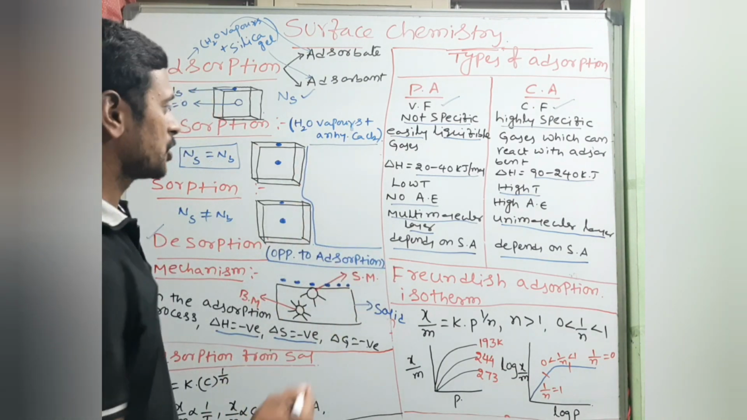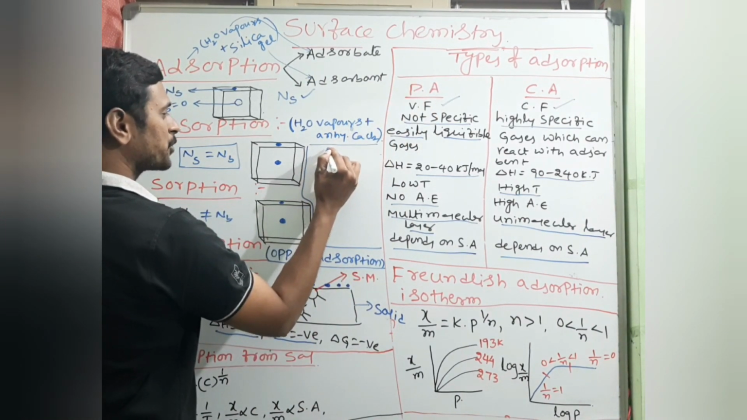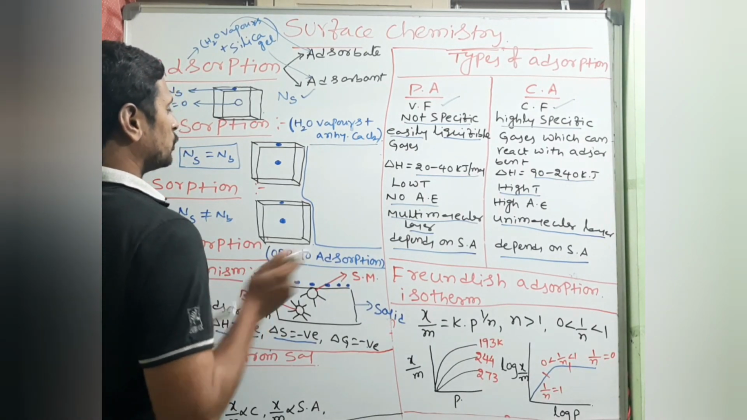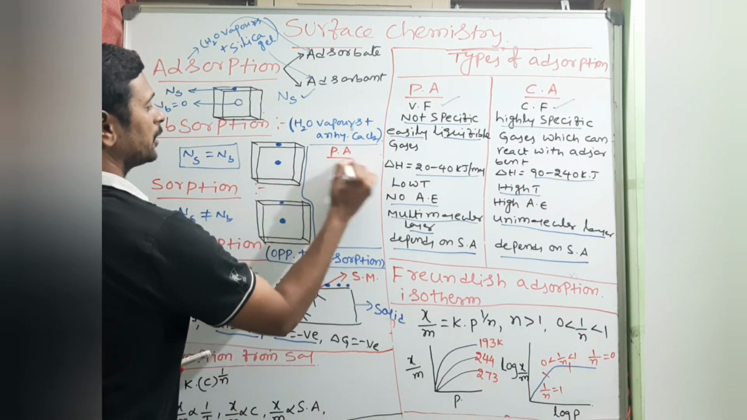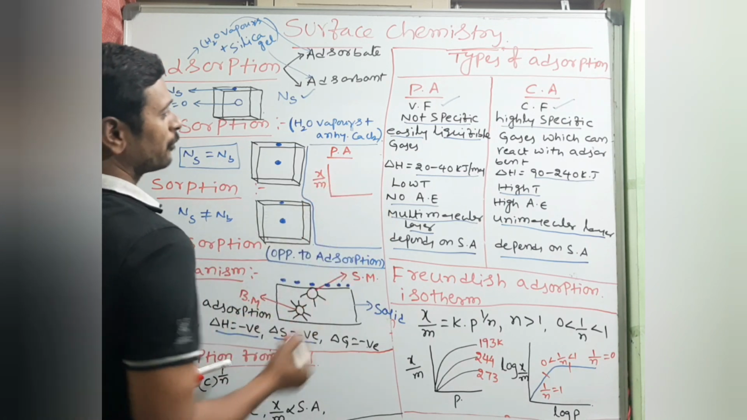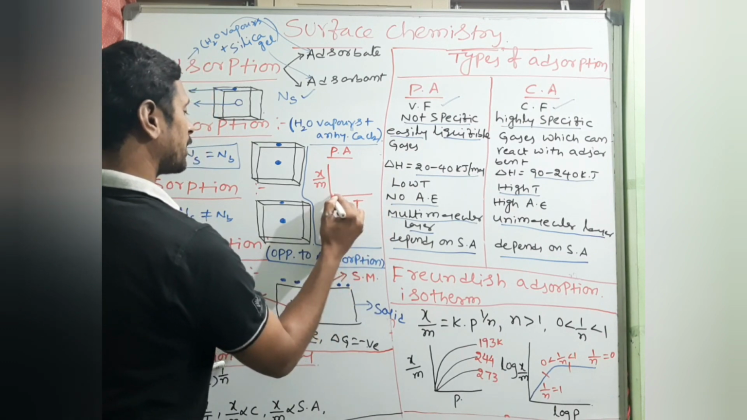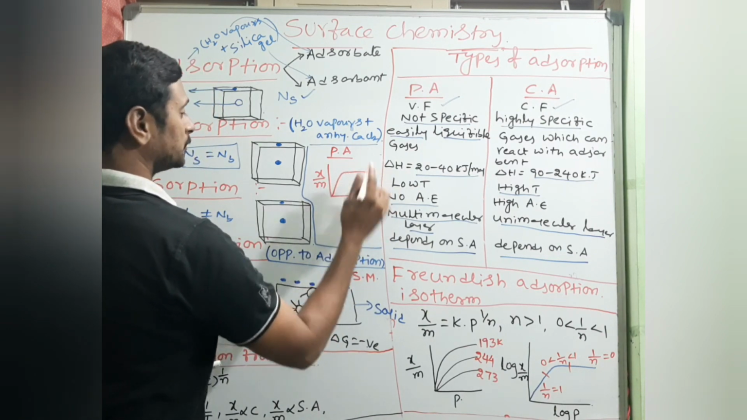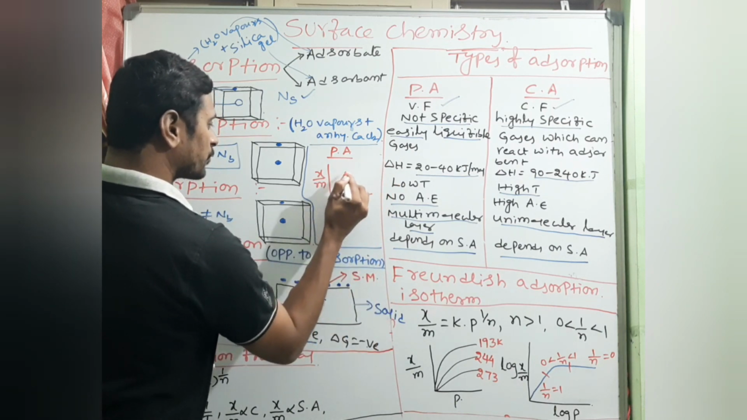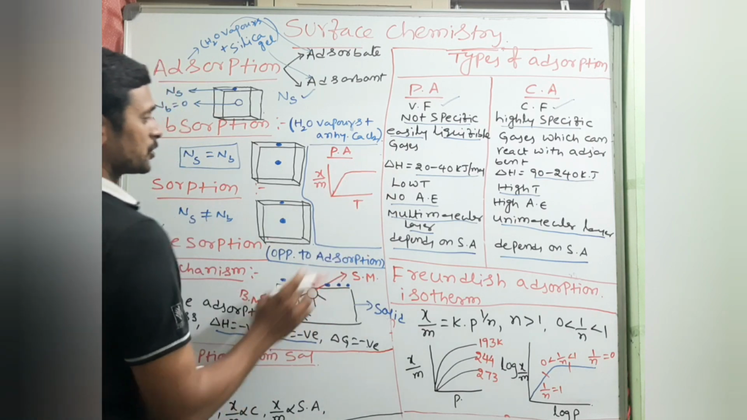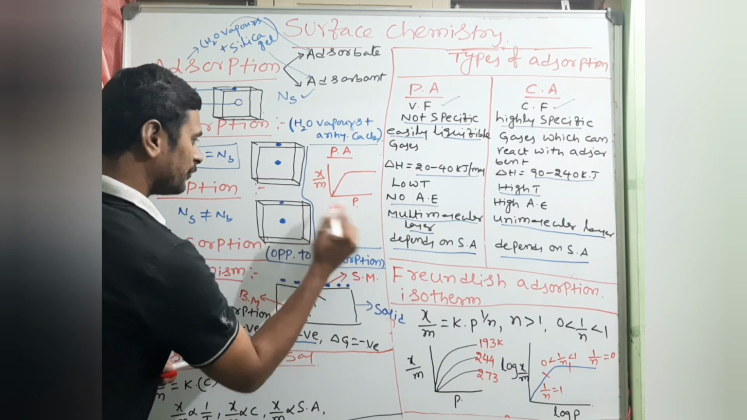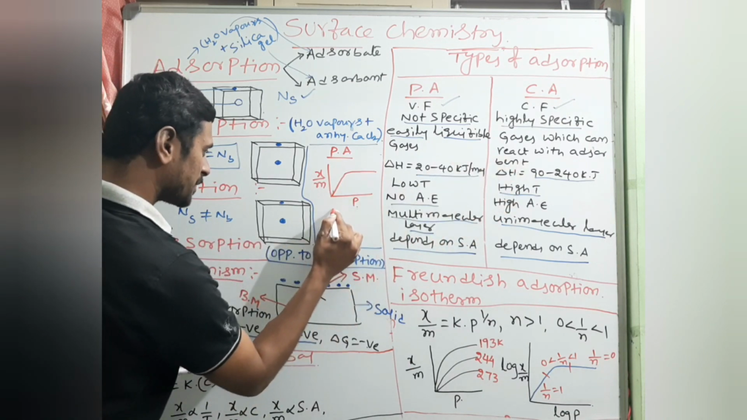Now we have two important graphs regarding physical adsorption and chemical adsorption. Whenever we draw the graph between x by m and temperature, like this. Now in this case, whenever we take the pressure, x by m versus pressure.